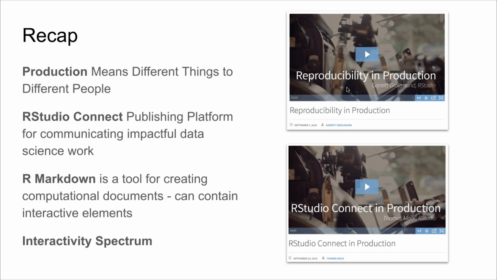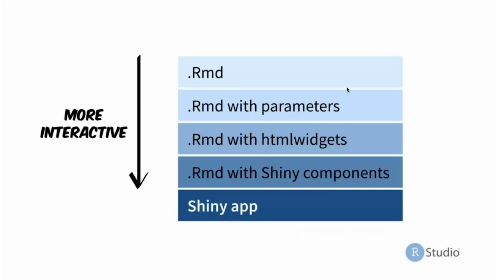Also along those same lines, RStudio Connect is this publishing platform for communicating impactful data science work. R Markdown is a tool for creating computational documents and communicating impactful data science through either static reports or documents that have interactive elements inside them. And the one thing that I want to use as a jumping off point for starting our discussion today is what Garrett introduced in the reproducibility webinar, which was the interactivity spectrum.